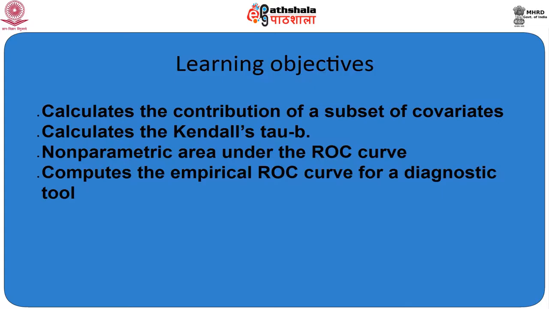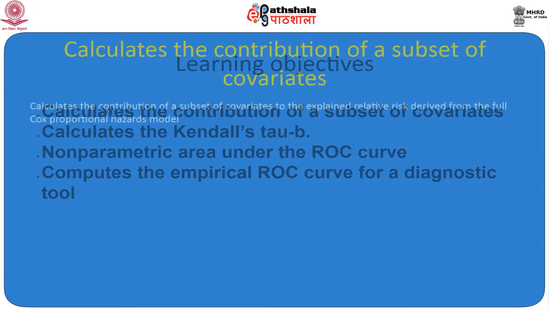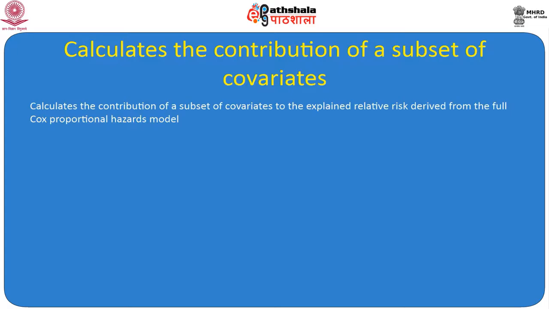So, here we will see how to calculate the contributions of a subset of covariates, how to calculate the Kendall tau b value, how to get the non-parametric area under the ROC curve, and how to compute the empirical ROC curve for a diagnostic tool. First, we will see how to calculate the contribution of a subset of covariates to the explained relative risk derived from the full Cox proportional hazard model.